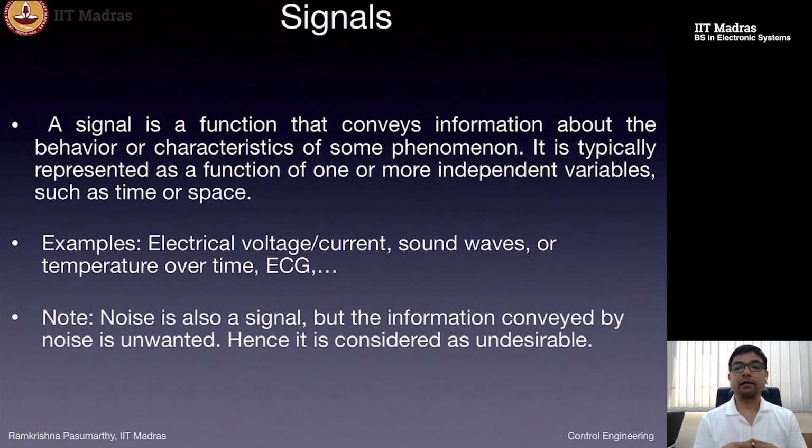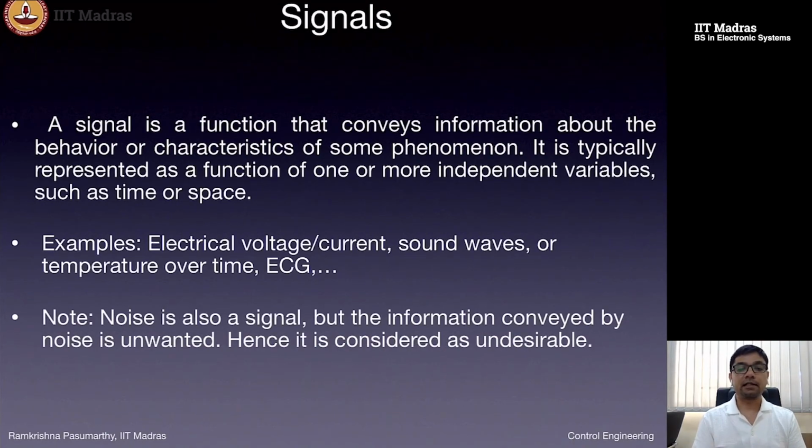Typically, a signal is represented as a function of one or more independent variables like space or time. Time could be like the temperature during the day. Space could be, if I start from Chennai and go to Bangalore, which part of the traffic is more dense? Which part of the traffic is less dense? That is largely a space-based signal. Which part of the road has more pollution or less pollution? So these are largely examples of signals.